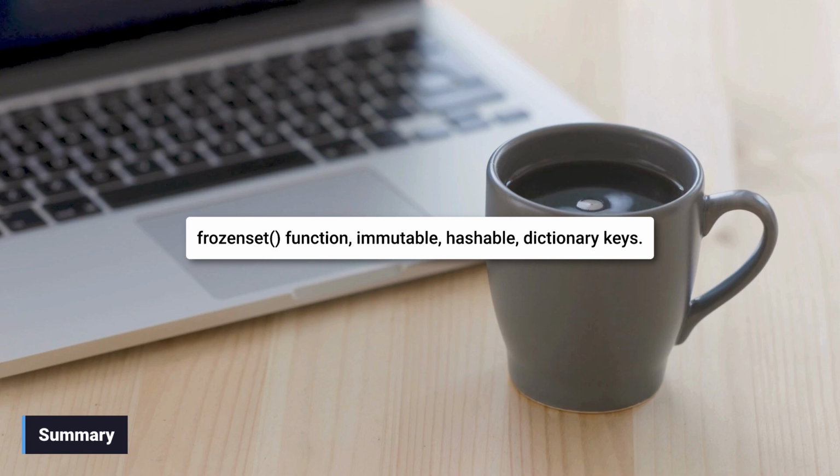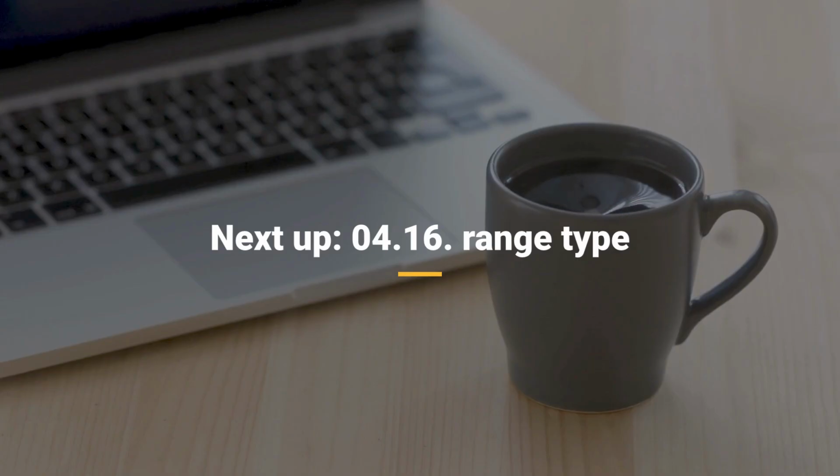To summarize, use the frozenset function to create a fixed collection of unique items. Its immutability ensures safety and allows it to be used as a key in mapping data structures. We have covered lists, tuples, sets, and frozensets. Up next, we'll explore another built-in sequence that generates numbers, the range type. Join me in the next lecture. Range type.